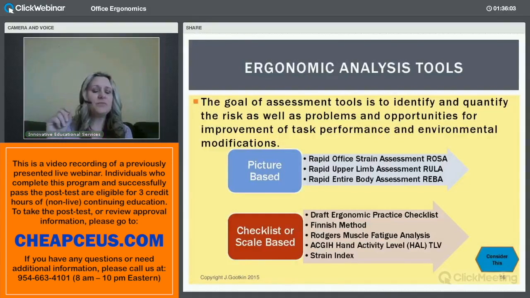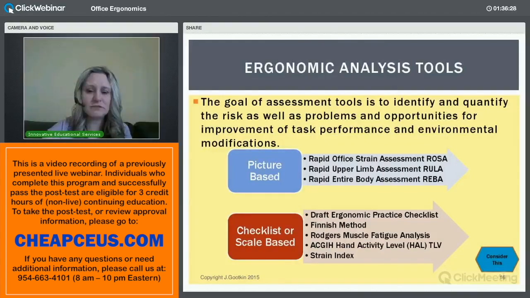Score scaled. The picture-based assessments are our ROSA, RULA, and REBA. So I like to say our ladies, if you need a quick way to remember them. And many of you may be utilizing these assessment tools for your other upper extremity or back pathology patients. They're easy to utilize. They're something that you could also have a patient utilize, and then we can use for follow-up. And then we have our more in-depth ones.